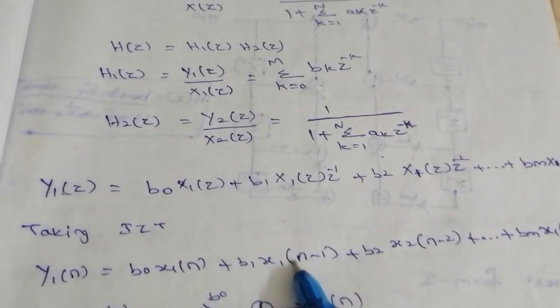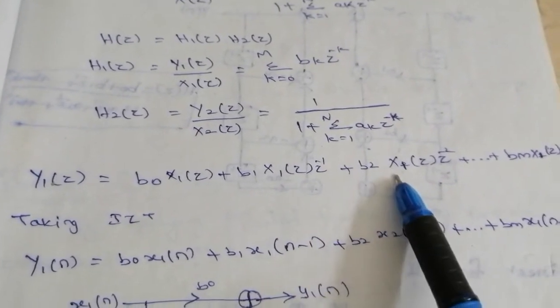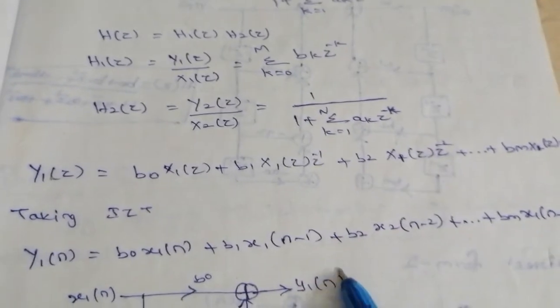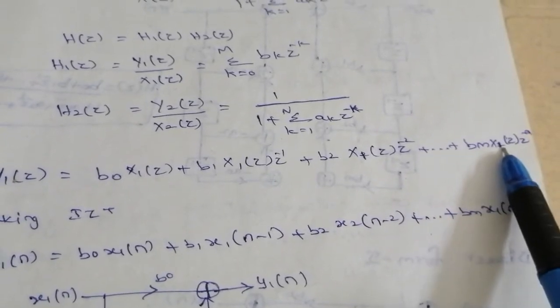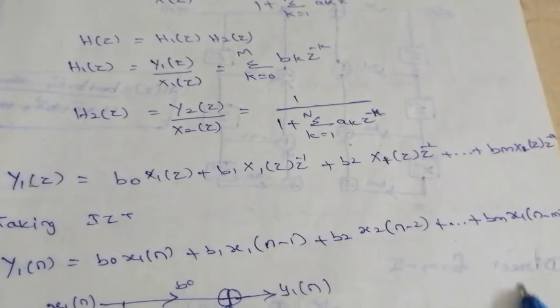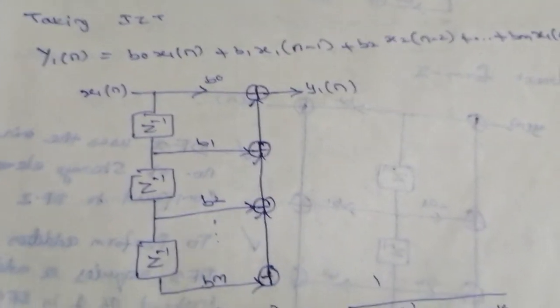Initially we have seen, right? So x1(n-1). So likewise p2 x2(n-2) because the order is 2. So p2 into x2 into n minus 2. So likewise pm x1(n-m), right? So from that equation now we are going to draw the direct form 1 structure.